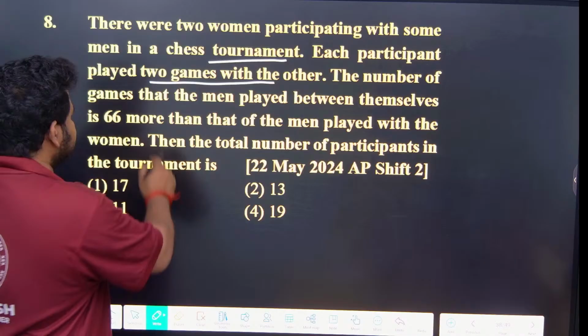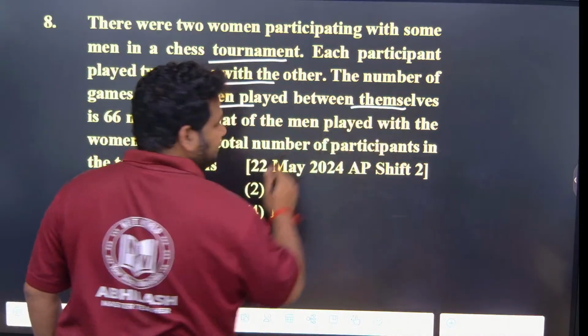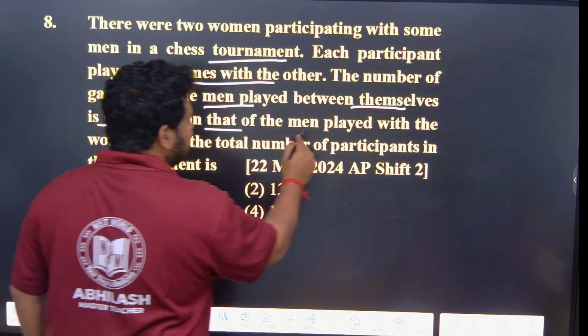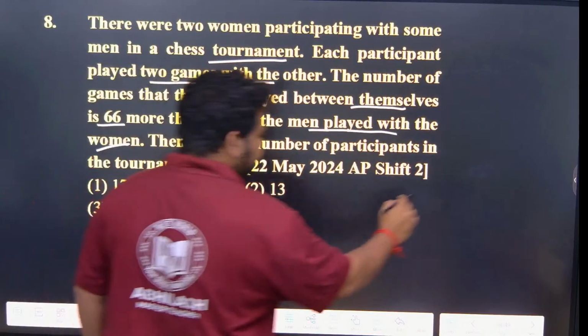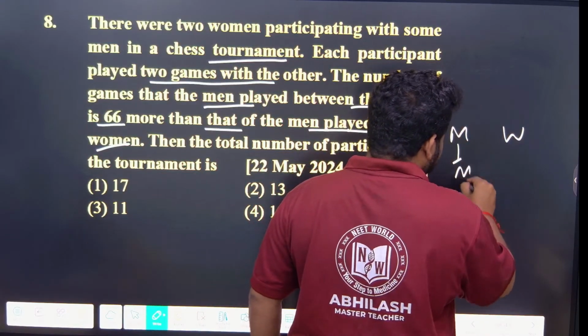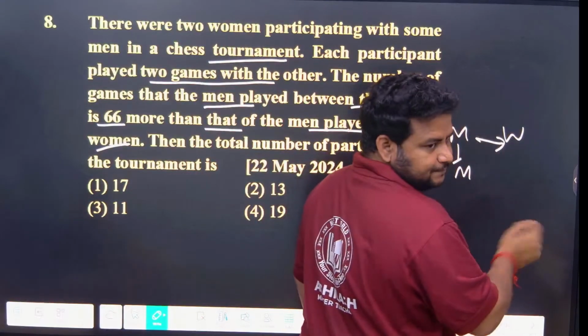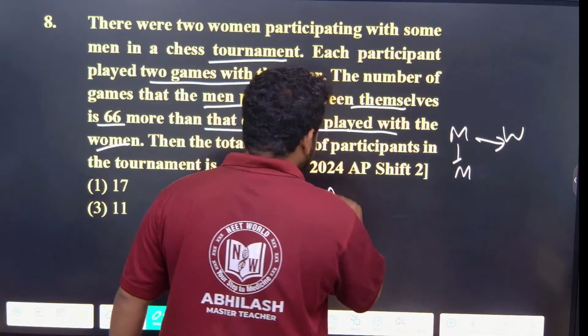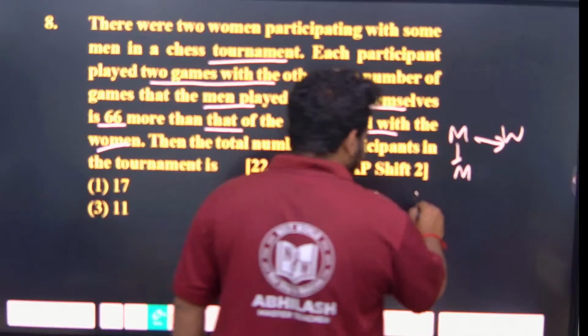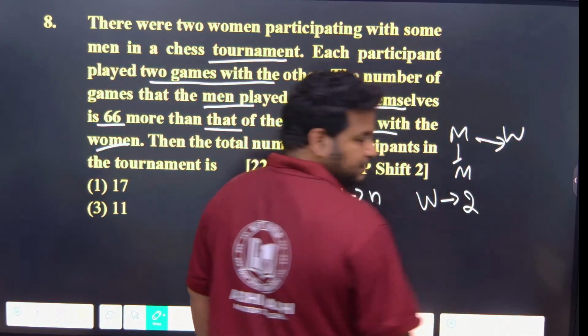The number of games played between the men is 66 more than that of the men played with the women. See here, men and women are there. Men will play among themselves and men will play with women also. Suppose let the number of men be n. How many women have they given? 2.